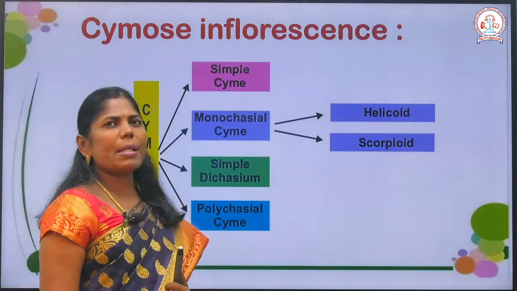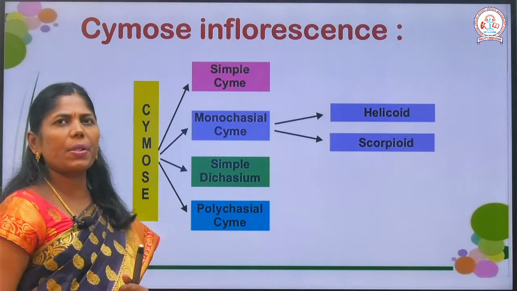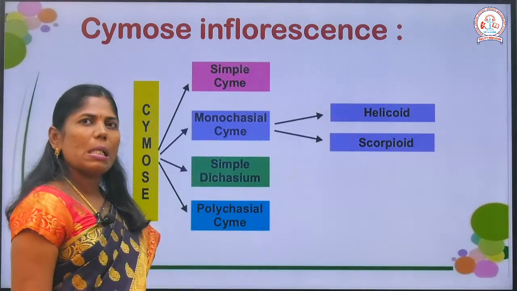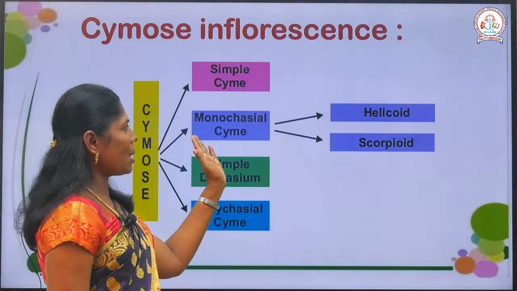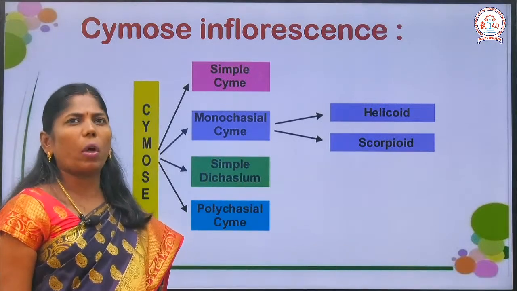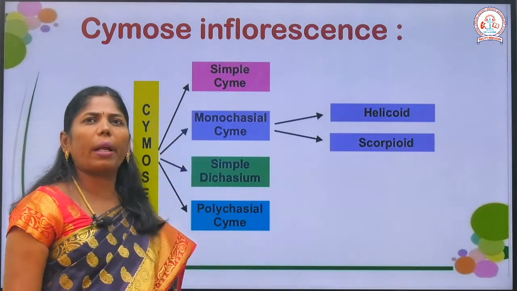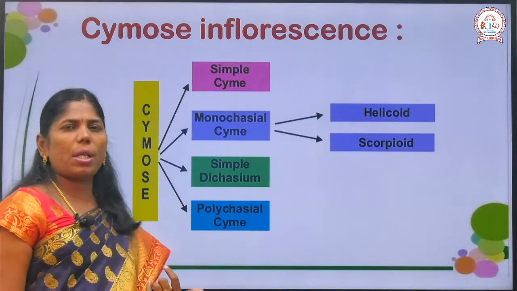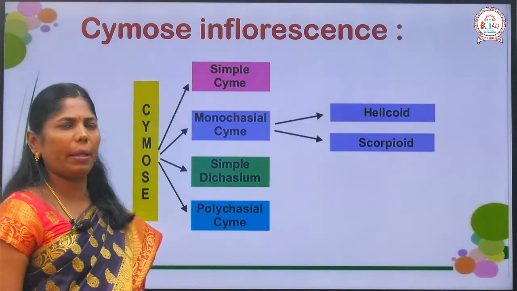So the simple racemes are also divided into so many types. The cymose is also divided into so many types. Number one is a simple cyme, monochasial cyme, simple dichasium, polychasial cyme. The monochasial cyme is again divided into two: one is a helicoid, another one is a scorpioid. Similarly, the cymose is divided into four categories: simple cyme, monochasial cyme, simple dichasium, polychasial cyme, and helicoid or scorpioid manner.